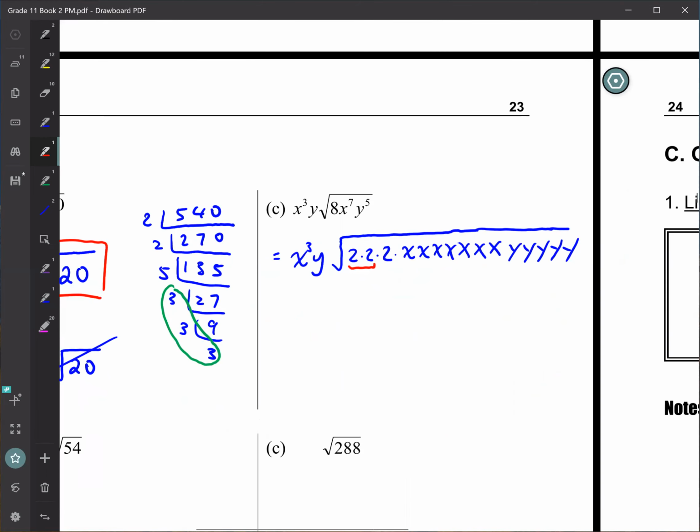So how many pairs of x can go out? 3 pairs. Okay, so 1, 2, 3, right? So those x will go outside. Now for the y, okay, Evan, how many pairs of y can go out?